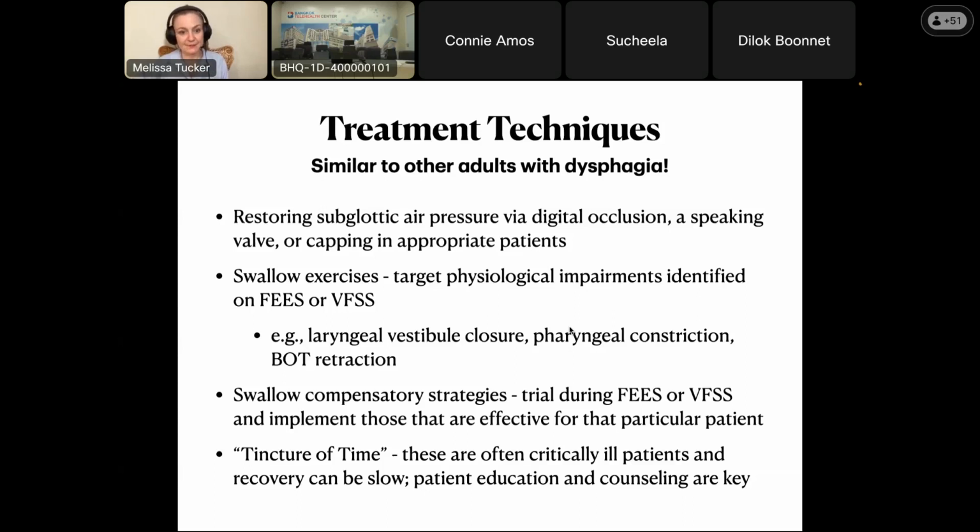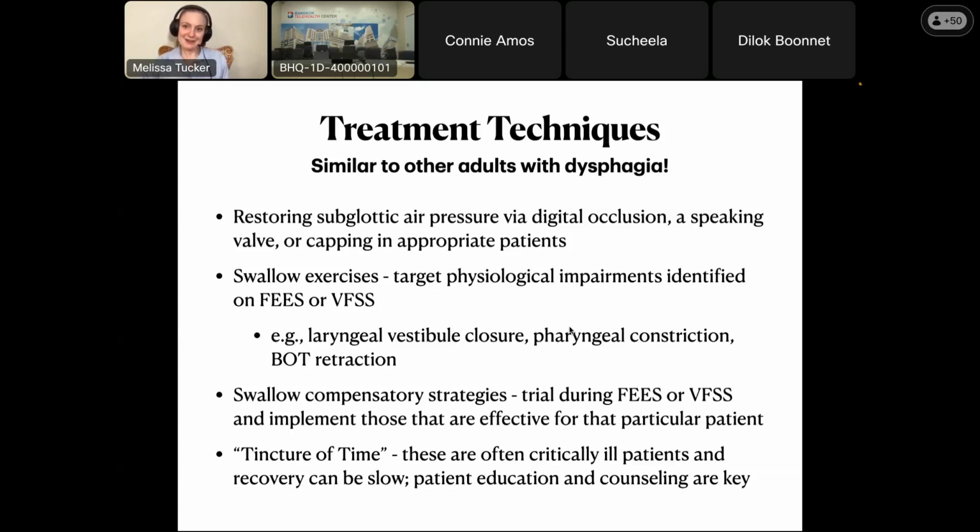The final point I want to make: there's an expression that I've heard some of my physician colleagues use, that some patients just require tincture of time. These are often patients who are critically ill and their recovery process can be slow. And sometimes you just have to wait. And that's hard when you haven't been able to eat or drink for days or weeks. That's hard for patients to accept, but sometimes what they do need is more time. And patient education and counseling is key in that situation.